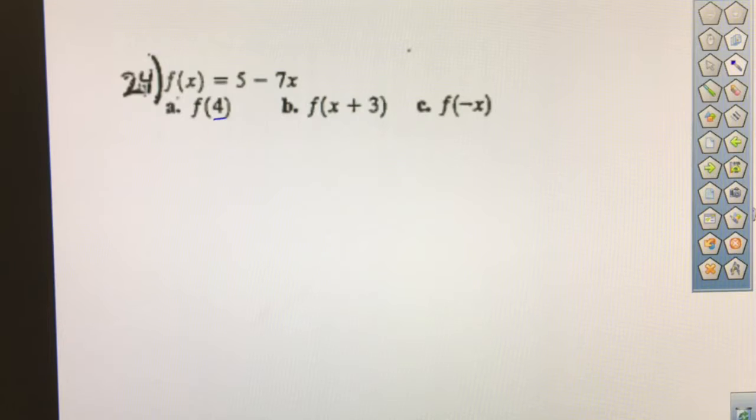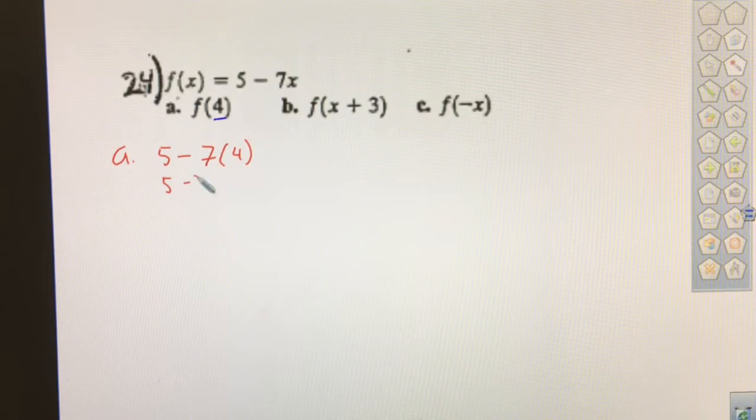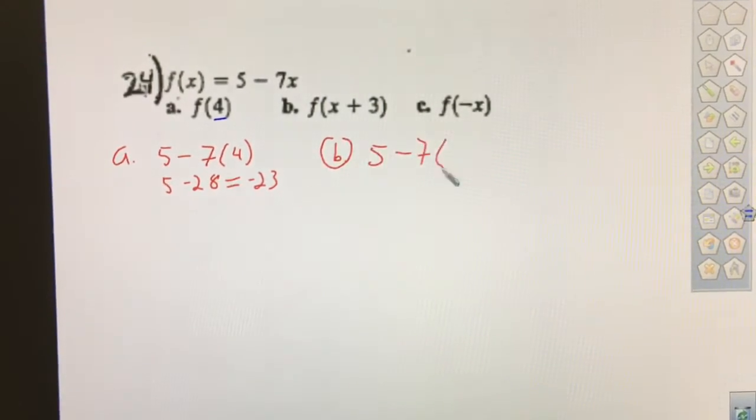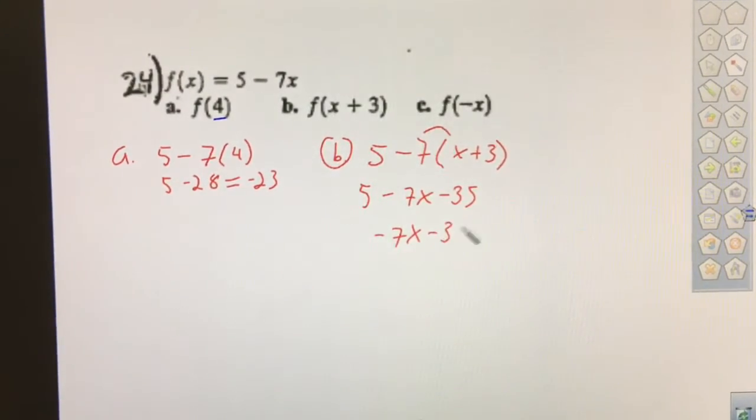Evaluated at 4. So I take that 4, so part A is going to be 5 minus 7 times 4. 5 minus 28 equals -23. This time it's going to be an expression for part B. I take part B and I type it in. 5 minus 7 times x plus 3. Now I have to simplify it or evaluate it, so that's going to be 5 minus 7x minus 35. So 5 minus 35, that's going to give me -7x minus 30 for part B.